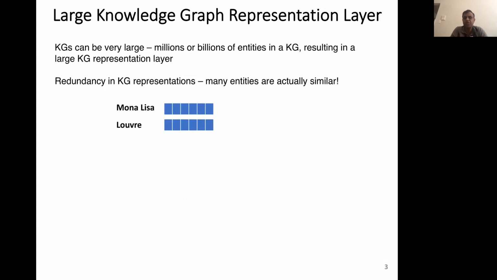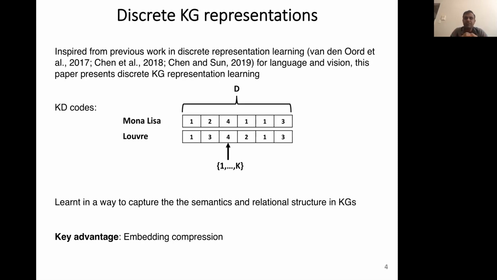A major issue in current knowledge graph embedding approaches is that the number of embedding parameters grows linearly with the number of entities. This is challenging when we have millions or billions of entities in the knowledge graph, especially when there are a lot of sparse entities or relations. Moreover, there is bound to be a lot of redundancy in the knowledge graph representations, as many entities are actually similar to each other. Hence, in this work, we present an approach to learn discrete knowledge graph representations, drawing inspiration from previous works in discrete representation learning.